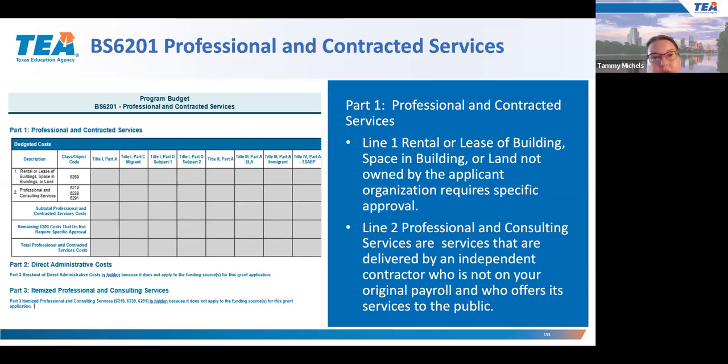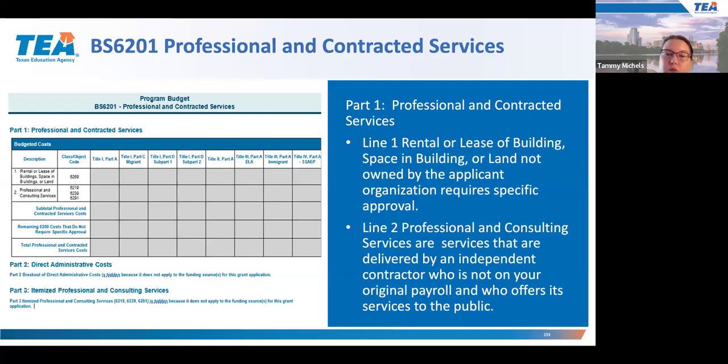The first line that requires specific approval is line 1, rental or lease of buildings or space in buildings or land. If funds are budgeted under rental or lease of buildings or professional and consulting services, any amount that is remaining will automatically populate and remain under remaining costs that do not require specific approval. This does not include short-term rental or meeting space for a conference or a workshop or a training. It does include rent for office space for a grant-funded staff member for the full grant period. The second line in which to document costs that require specific approval is line 2, professional and consulting services.